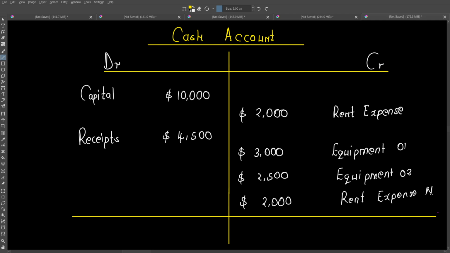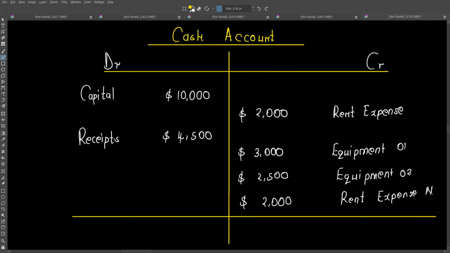We had capital of 10,000 and we have received receipts from the customers. So we have 10,000 plus 4,500. Remember, this is a cash account and this is an asset account, and it is a normal debit account. It will always have a debit balance. If it has a credit balance, you have to check this because it is basically going to be like an overdraft. So it is going to be more of a liability balance.